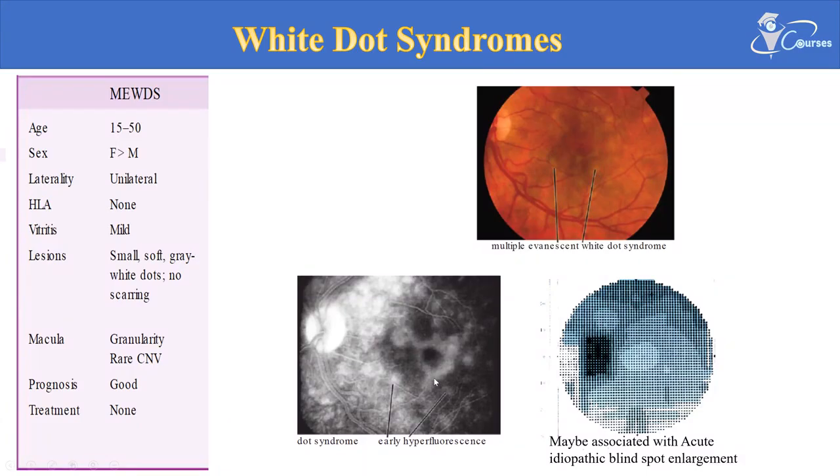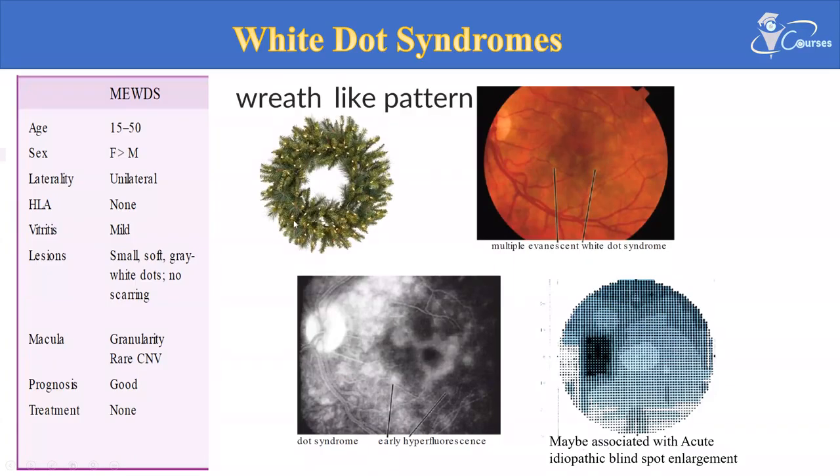When you do the fluorescein angiography, you will find early punctate hyperfluorescence that takes what is called a wreath-like pattern. This is the wreath-like pattern, like a bouquet of flowers or a decoration. So early hyperfluorescence in a wreath-like pattern and late staining. The late staining occurs in areas corresponding to the presence of these white dots.